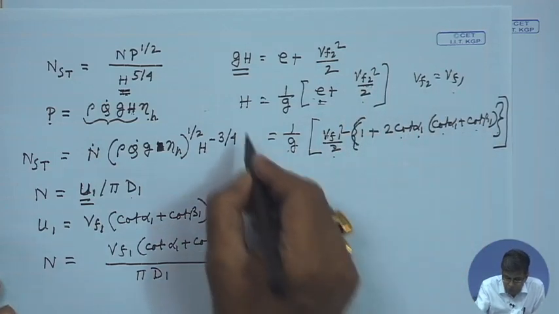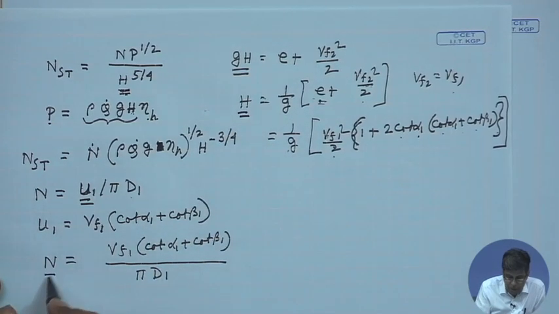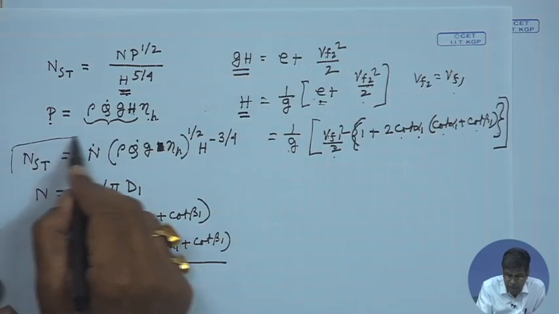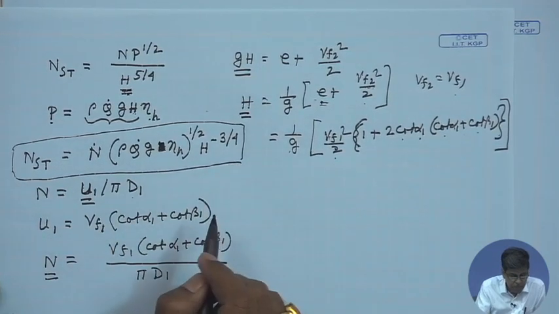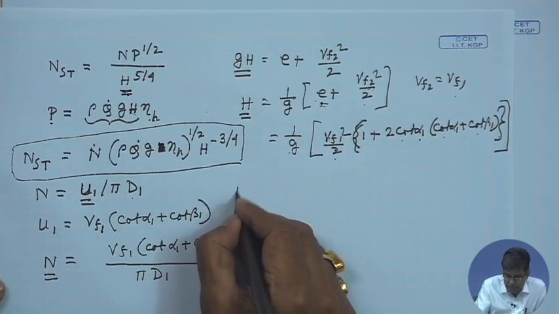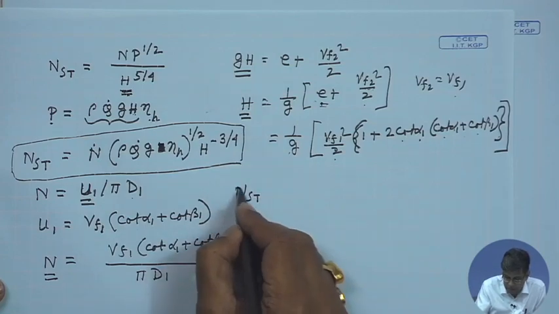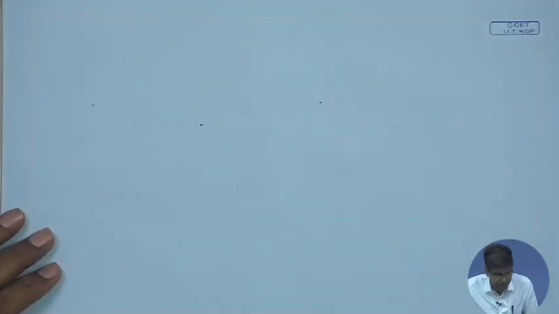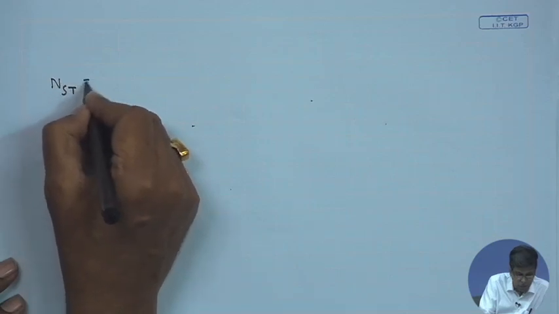And if you put this value of H and this value of N finally in this expression of NS, then you get an expression like this. NS is equal to, if you put this value, then you get an expression. I write here separately, you just see it, there is nothing great. If you do, you will get it.